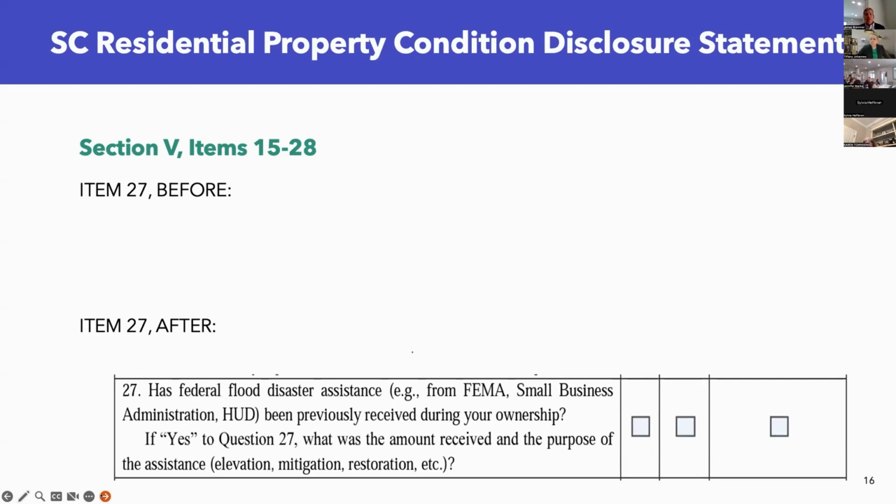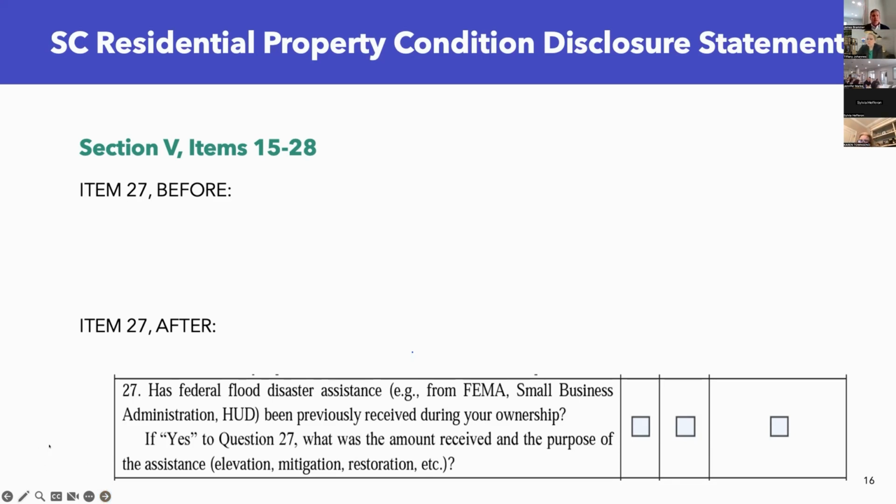Okay. 27 is also new. 27 says, has federal flood disaster assistance been received during your ownership? So this would be a federally declared disaster area, for instance. Would that show up? If yes, what was the amount received and what was it for? So again, if a hurricane impacts coastal areas in South Carolina, and there's a federally declared disaster area and federal relief funds made available as a result, what do we have to do? We now have to say so, okay?